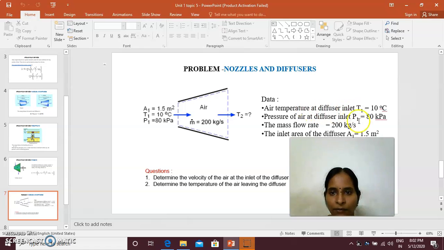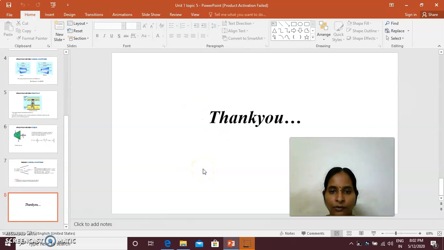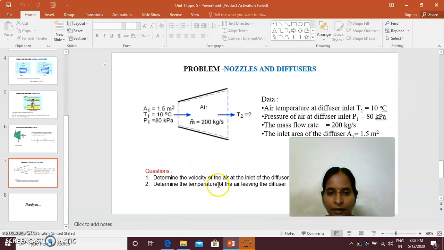Now I have solved a problem on nozzles and diffusers. Here you can see the inlet conditions and the mass flow rate have been given, and they are asking for the final temperature. The question gives the velocity of the air at the inlet of the diffuser and the temperature of the air leaving. This is a model exam problem which has been solved for you as a sample. Finally you have to find the velocity at the outlet and the temperature. You can solve it and try.